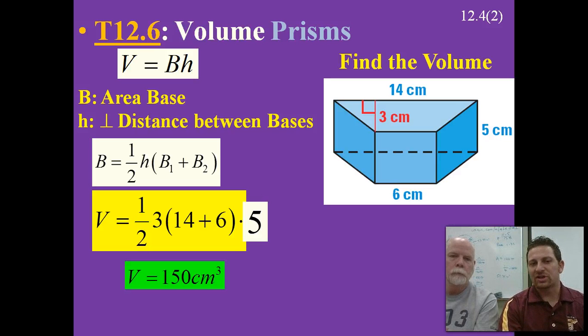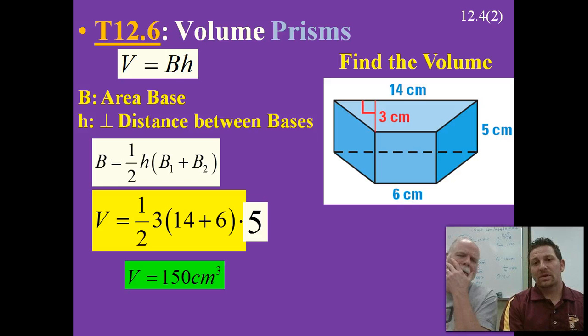Really the hardest thing I see students do, they don't necessarily have a hard time remembering what the height is between the prisms. It's taking out that big B and putting in the right formula in there, especially when we get to a hexagonal prism and stuff like that, and changing that B to an AP.